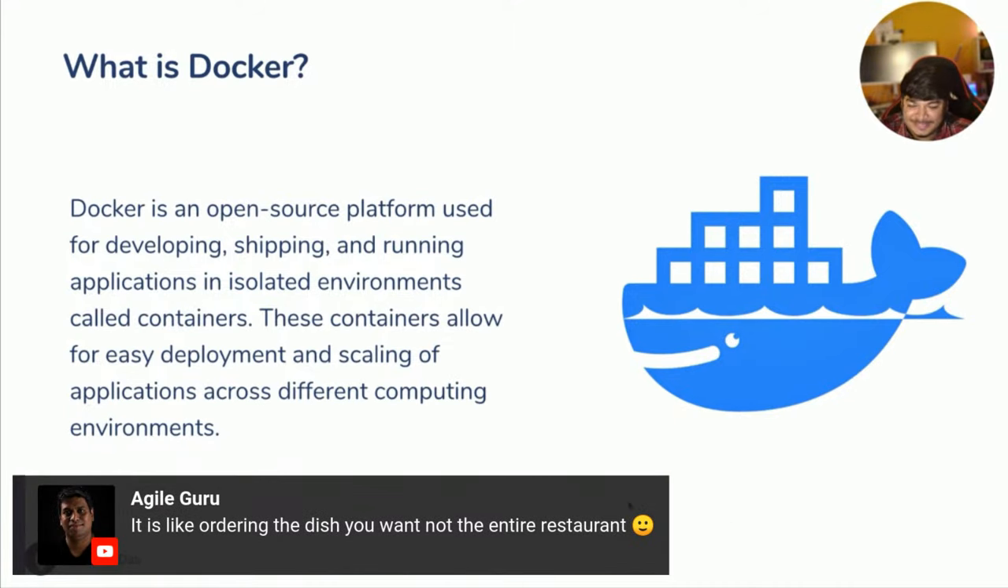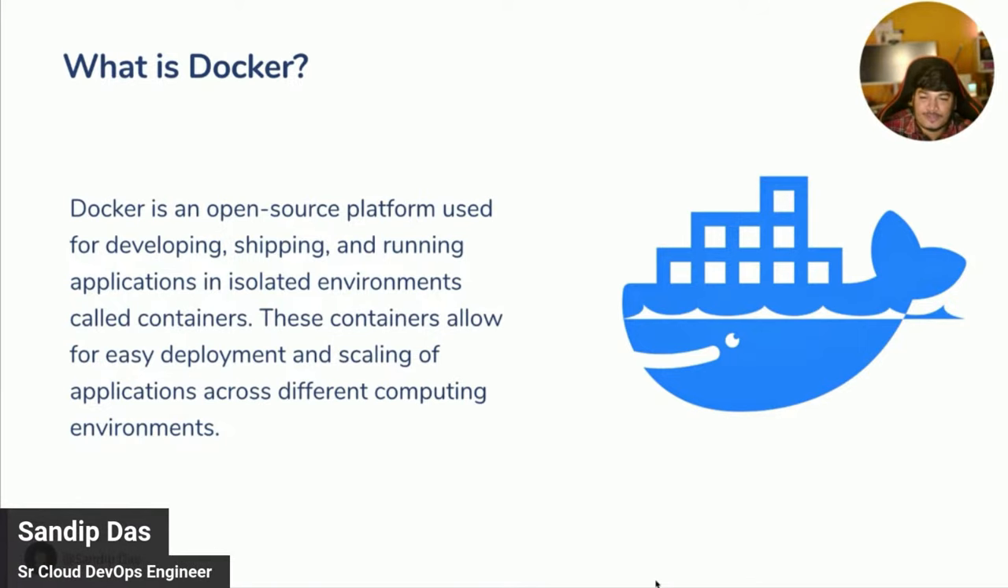I think it's a very good example given by Guru: ordering the dish you want and not the entire restaurant. Yes, you don't want everything, just whatever you need, you pick that one. It's a good example. Okay, now let's go to the next one.